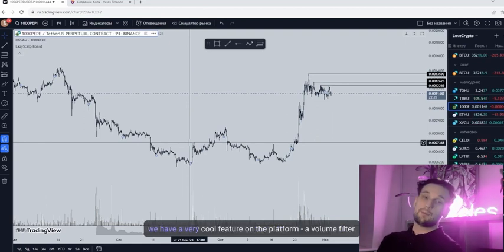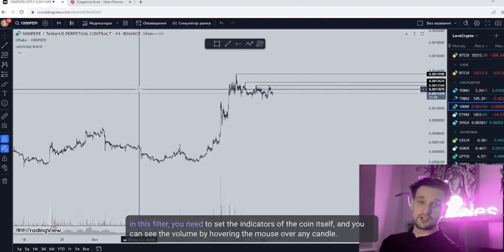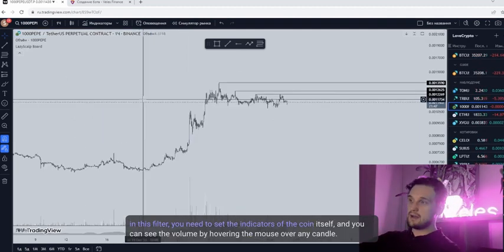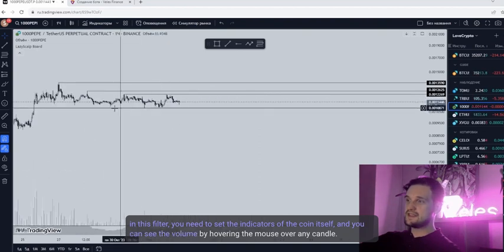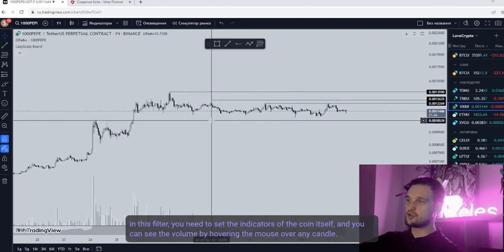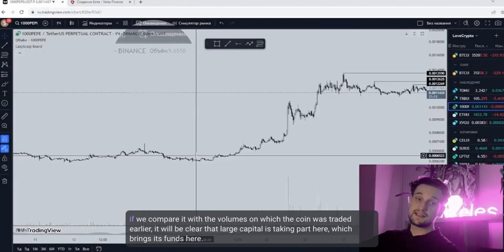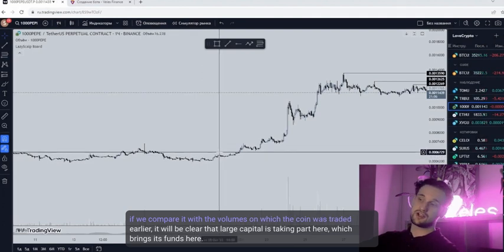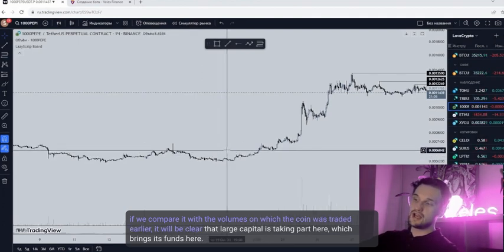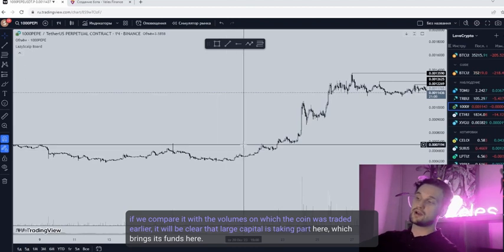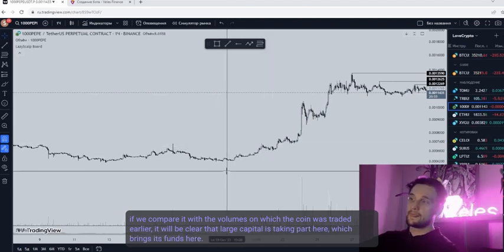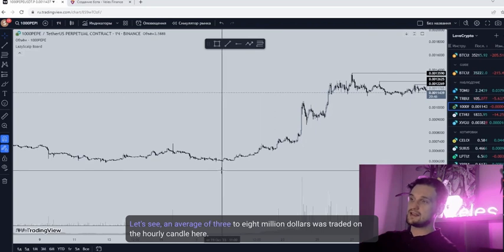We have a very cool feature on the platform, a volume filter. In this filter, you need to set the indicators of the coin itself, and you can see the volume by hovering the mouse over any candle. At the top of the chart, we see that the volume is increasing here. If we compare it with the volumes on which the coin was traded earlier, it will be clear that large capital is taking part here, which brings its funds here. Let's see, an average of $3 to $8 million was traded on the hourly candle here.